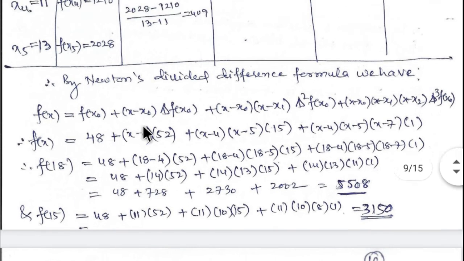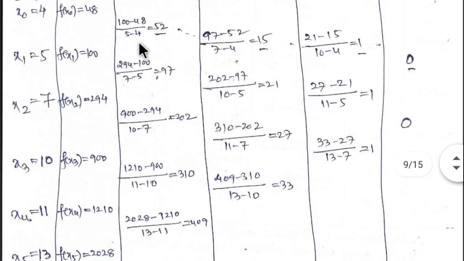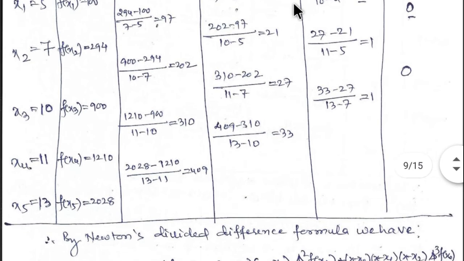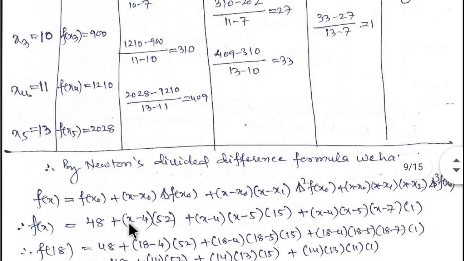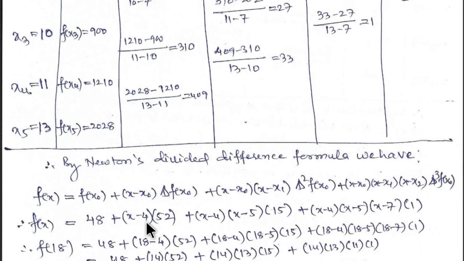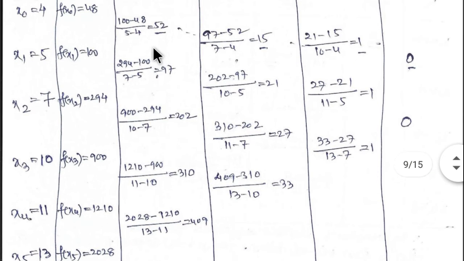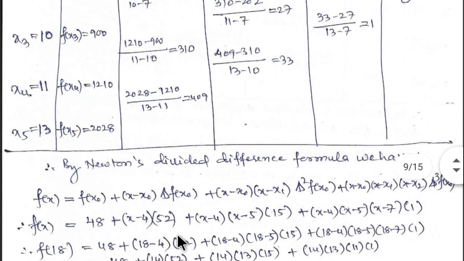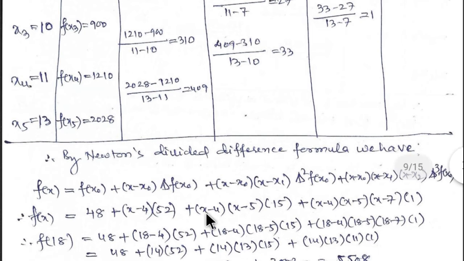48, f of x0 is 48. Here you see f of x0 is 48. Use the above table values. f of x0 is 48 plus (x minus x0), x0 is 4, so x minus 4, delta of f of x0, delta of f of x0 is 52, plus (x minus 4)(x minus 5), x0 is 4, x1 is 5, delta square f of x0 is 15.